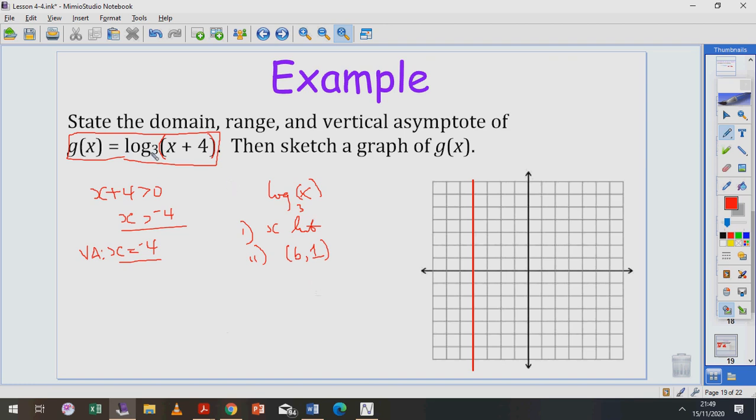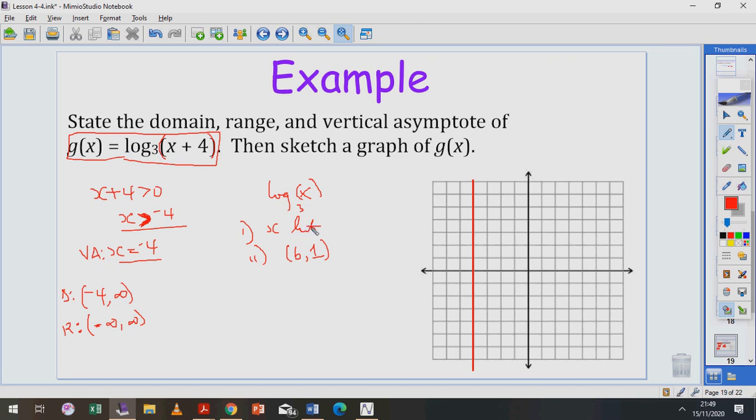So what do we have here? The question asks for domain, range, and vertical asymptote. Let me first answer those questions and then go to these points and sketch. Since x has to be greater than negative 4, my domain is going to be negative 4 to infinity. That's the domain finished. Range is always going to be negative infinity to infinity, unless there are crazy restrictions on the graph, in which case you deal with the question as it indicates. The vertical asymptote is here.